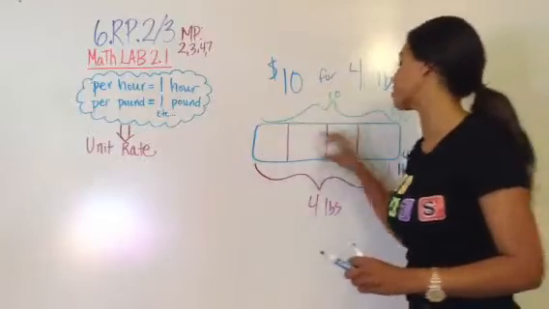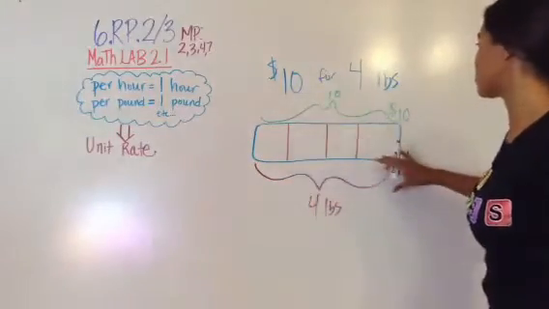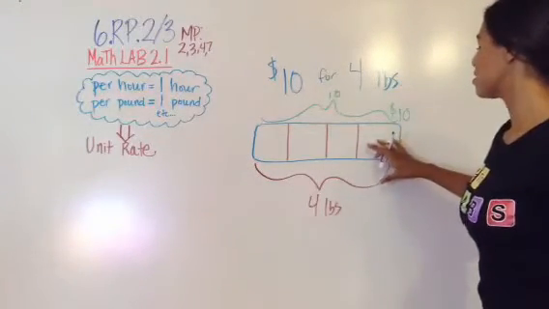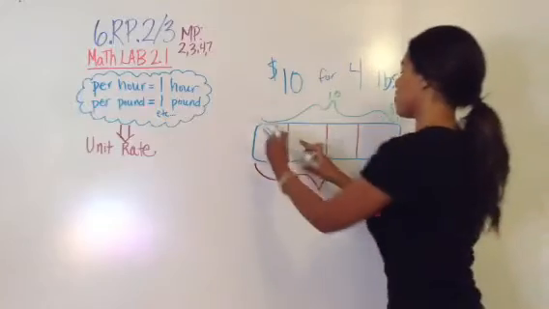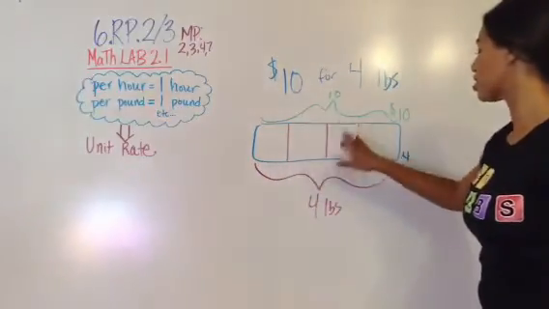We've been working with units with bar models. I get it. I understand it. So this would be a good thing for you and for your mind. So look at this. We have $10. The thing is that we're sharing it here among 4 units to figure out what it is per pound.